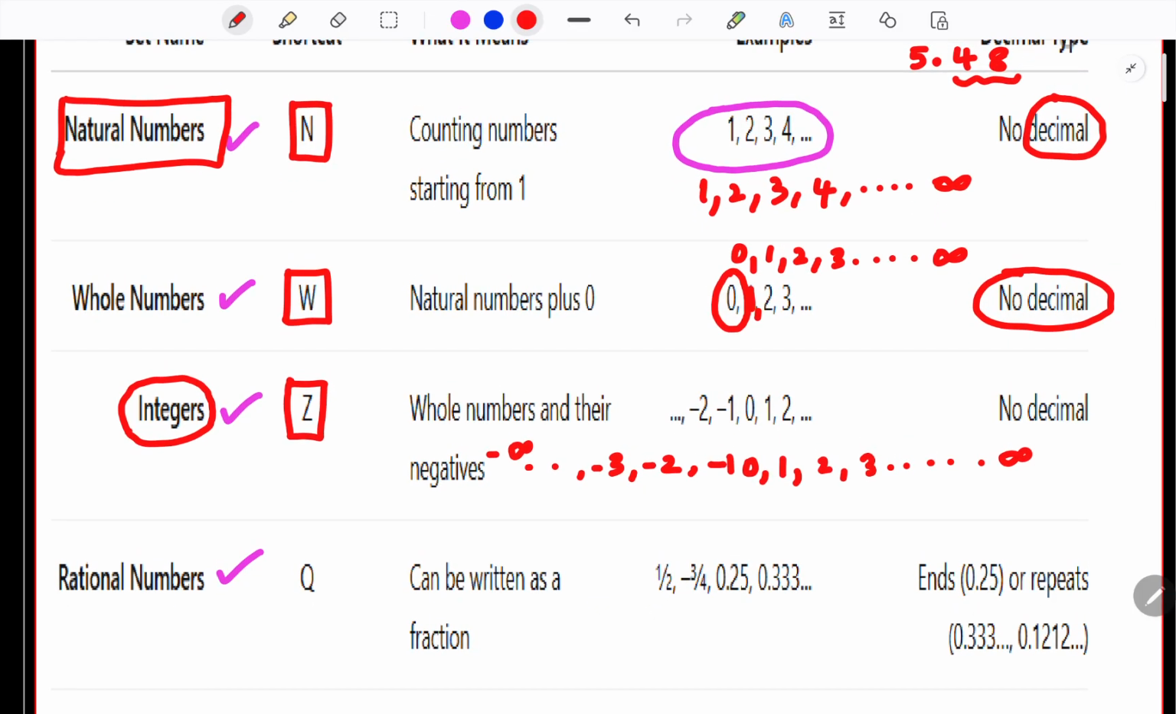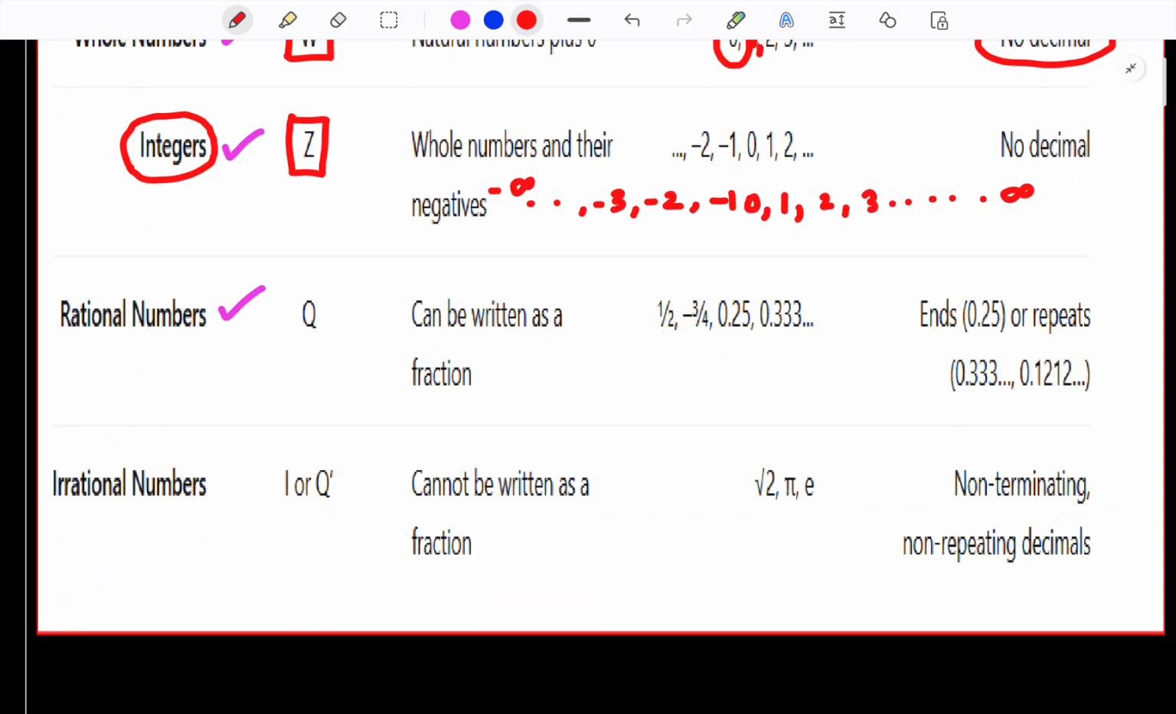Up to these three, no confusion, because students always get these very clearly. Natural numbers: 1, 2, 3, 4, 5, 6. Whole numbers: 0, 1, 2, 3, 4, 5, 6. Integers: just add the negative numbers -1, -2, -3, -4 like that. So the first three definitions are very clear: natural numbers, whole numbers, integers. But the next two are a little bit confusing for students.